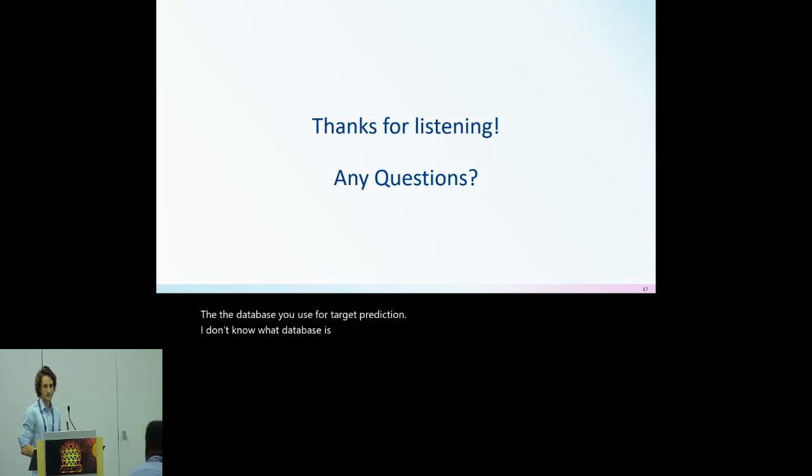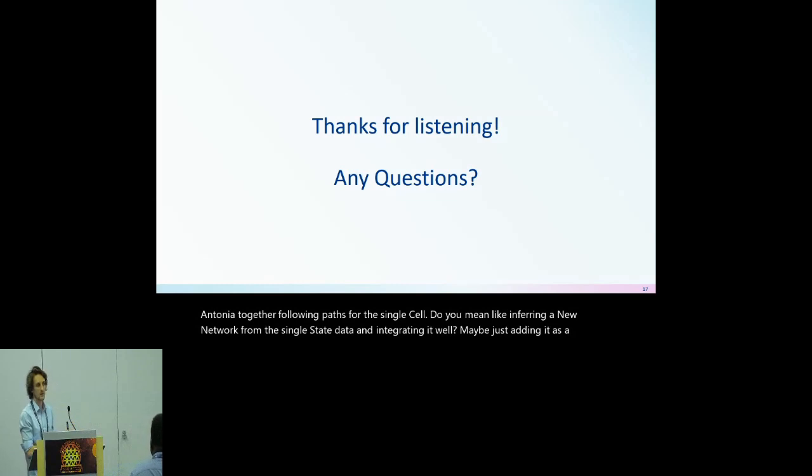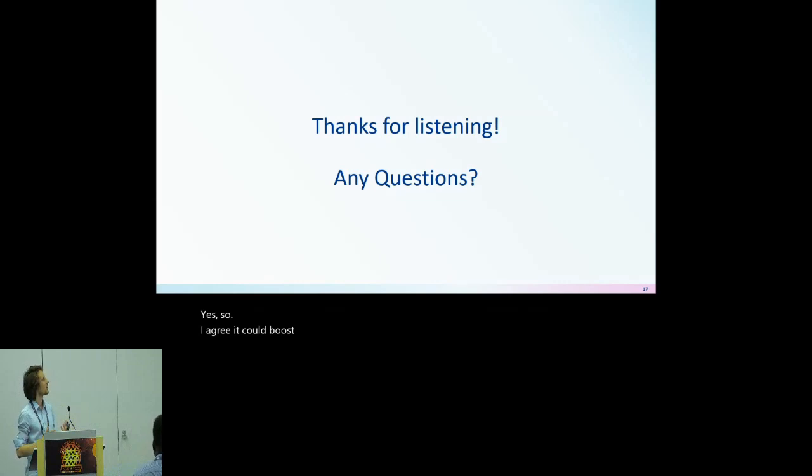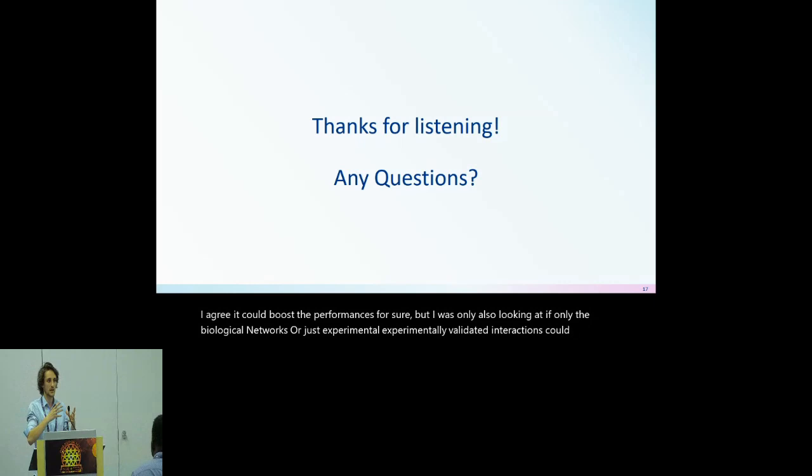Well, yes, they are all connected, so you can go from one to the other following paths. For the single cell, do you mean inferring a new network from the single cell data and integrating it, or maybe just adding it as a feature? Oh, yes. I agree, it could boost the performances for sure. But I was also looking at whether only the biological networks, so just experimentally validated interactions, could suffice in predicting the therapeutic properties of targets, which is mitigated recently.